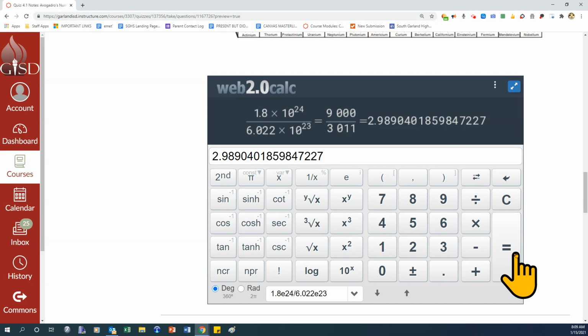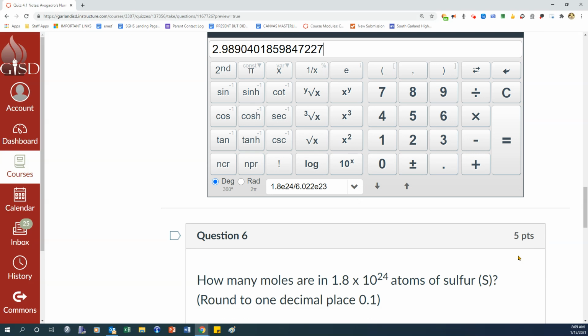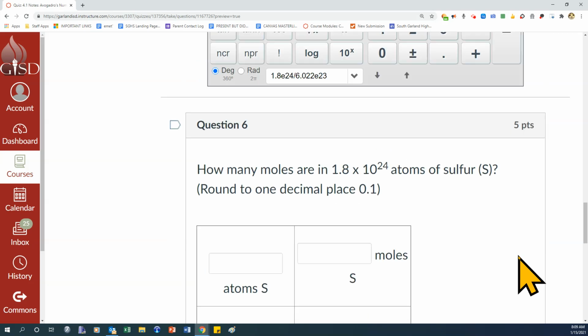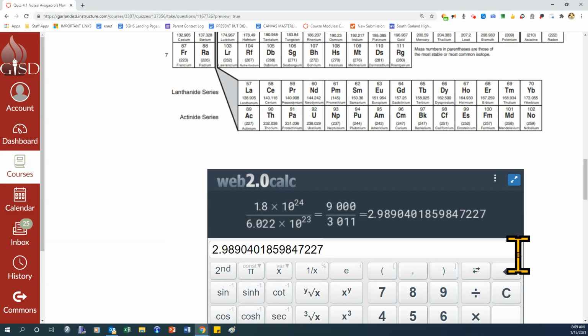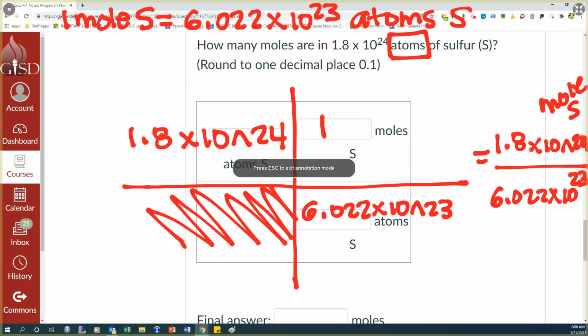All right. So let's round it off. And then the answer here is simply 3. So the final answer for this one is 3.0 moles of S. See it?